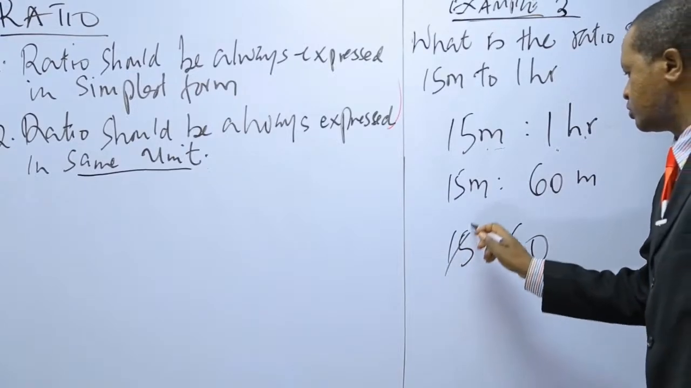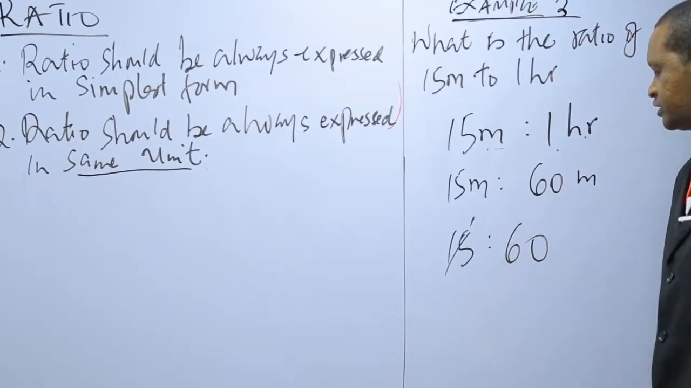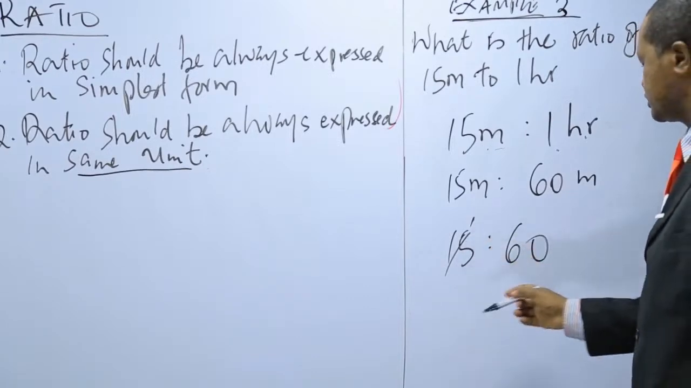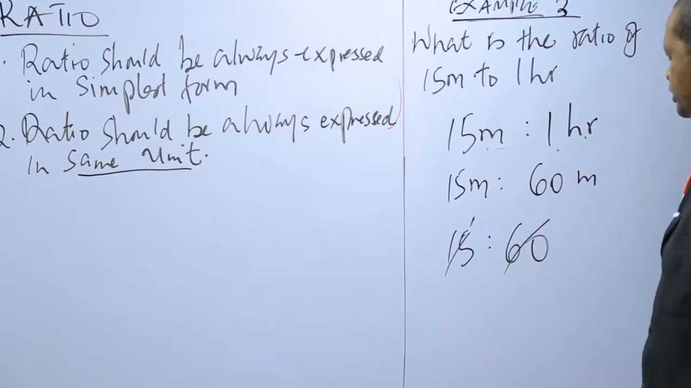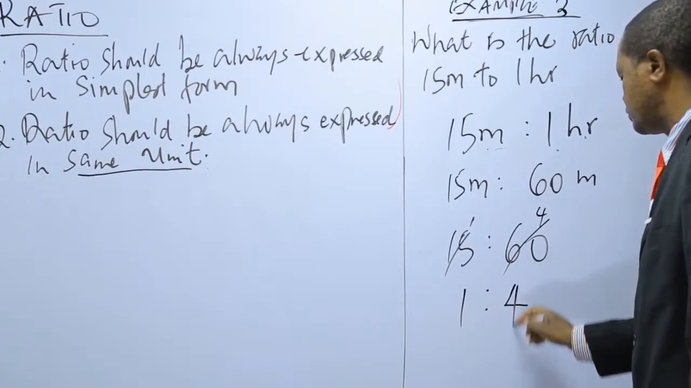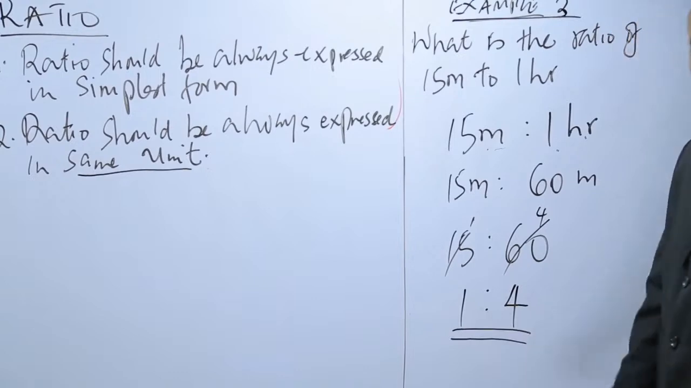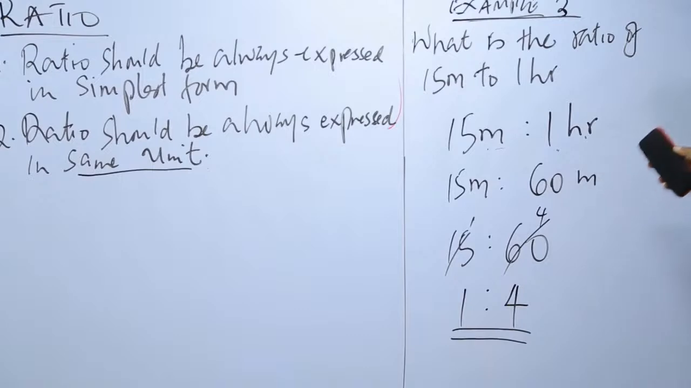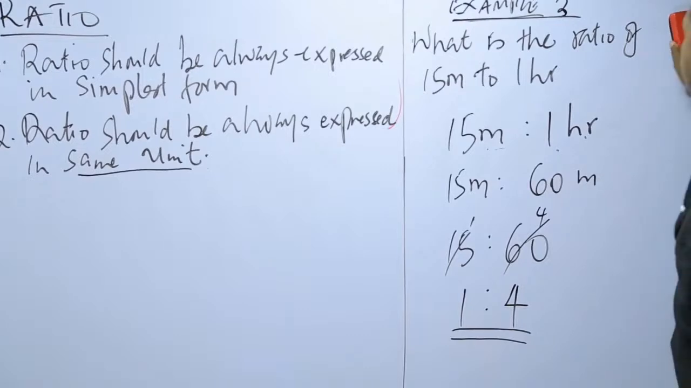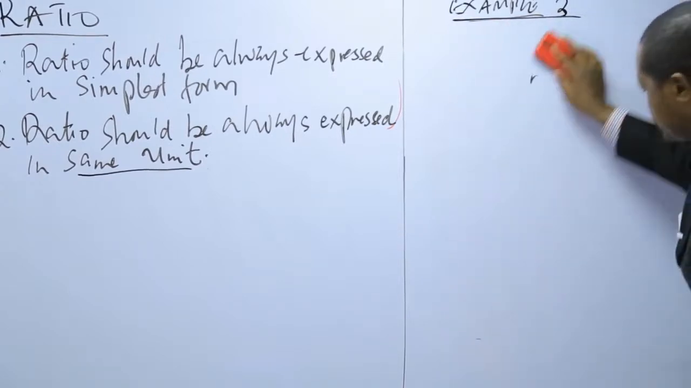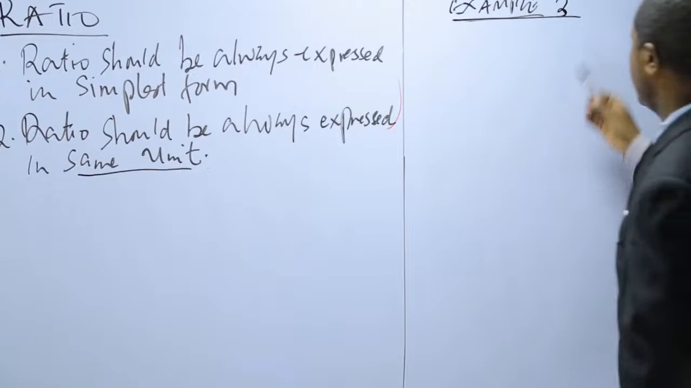Simplifying the ratio to its simplest form, 15 goes here once. 15 goes here how many times? 4 times. So the ratio would be 1 to 4. Are we together? Yes, we are together. Let's work out another example. I take as many examples as time will allow.